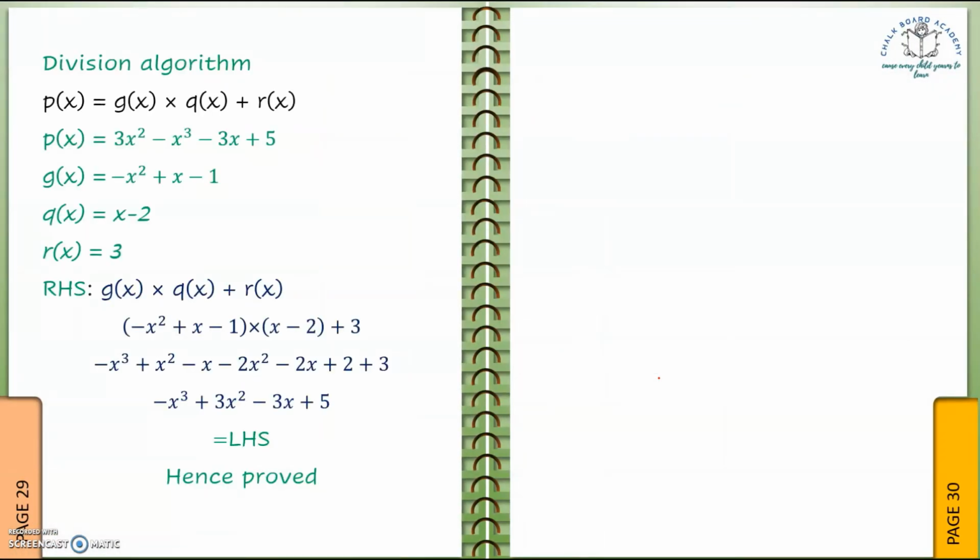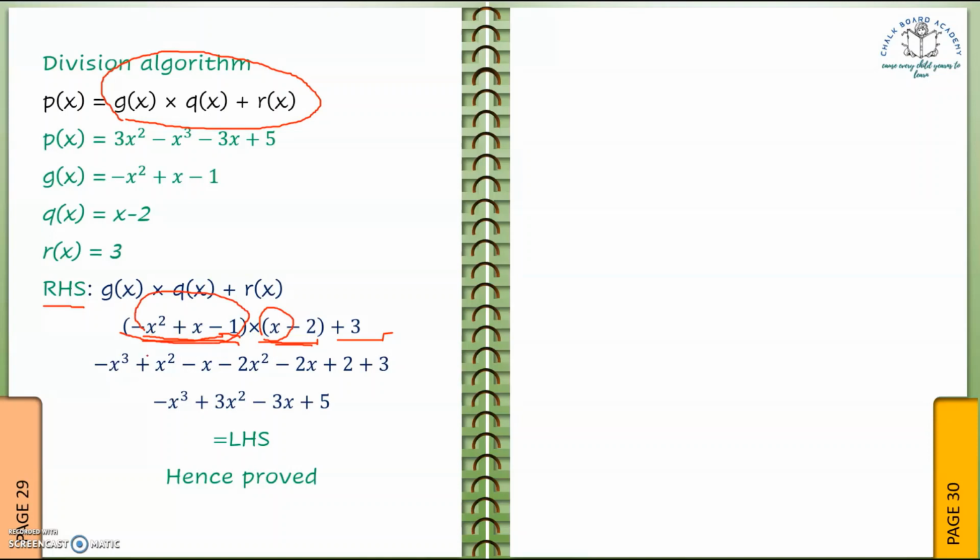Now what we have to do: g(x) into q(x) plus r is equal to p(x). So let's see. So on the RHS we have g(x) into q(x) plus r. So g(x) is x square plus x minus 1, into x minus 2, plus 3. So now we are multiplying this term by this term. So first this x is multiplied by this whole term. So let's see what we get.